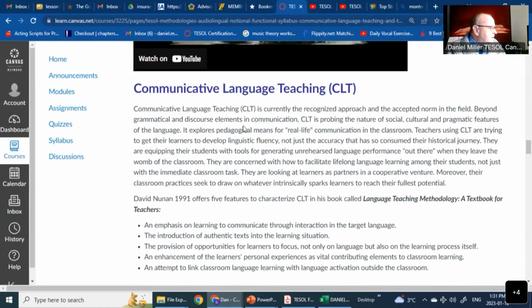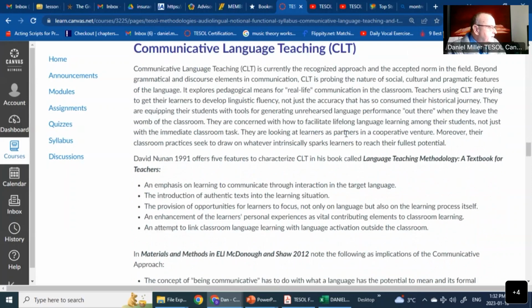Beyond grammatical and discourse elements in communication, CLT is probing the nature of social, cultural, and pragmatic features of the language. So you see, CLT is looking at all aspects of the learner. It's a whole language approach. They're looking at the whole person, the whole student.